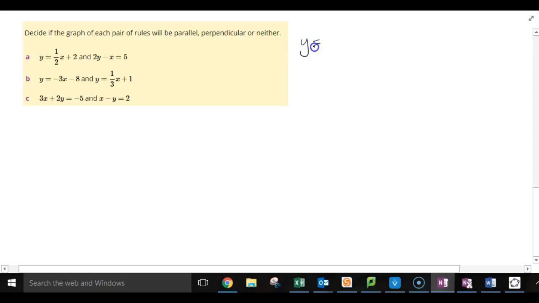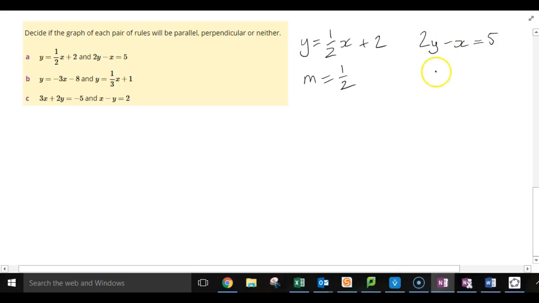So y equals 1/2 x plus 2. We know that the gradient of this is going to be a half. Now the tricky part of this one is that it's not in y equals mx plus c format. So the number in front of x is not actually the gradient because this y is not on its own. So what we're going to do is rearrange it so that it is.